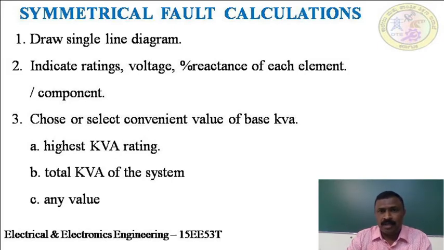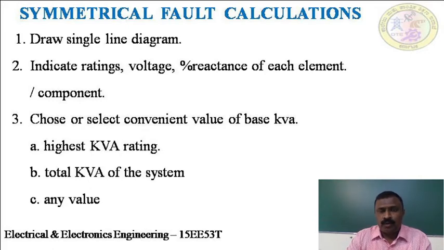In order to go for the symmetrical fault calculations, we have a set of procedures. The first point is we have to draw the single line diagram for the given power system or for the given problem. Second, we have to indicate all the ratings pertaining to the power system, including the kVA rating, voltage rating and the rated percentage reactance of each component or element.